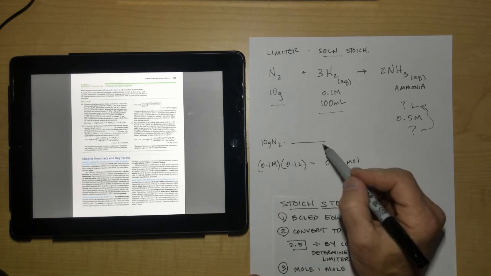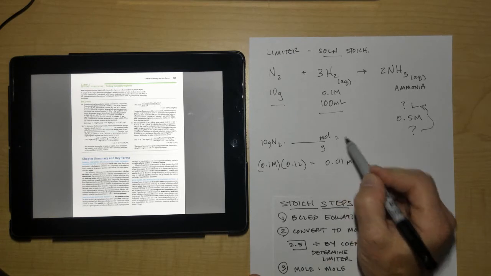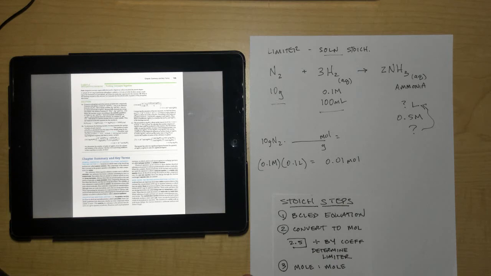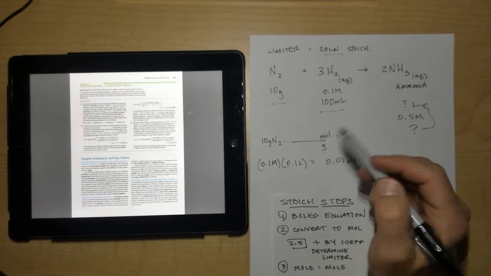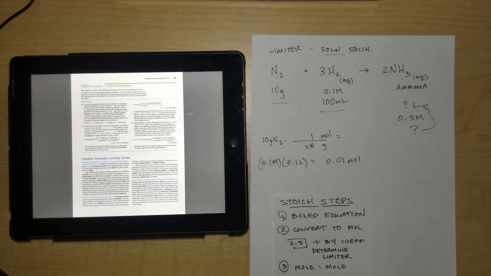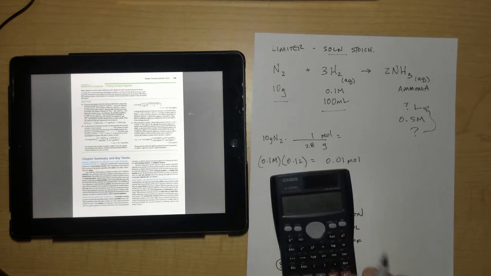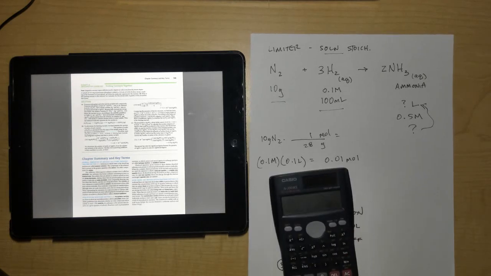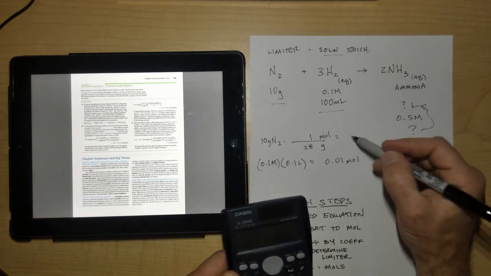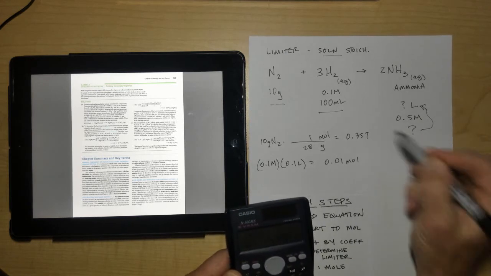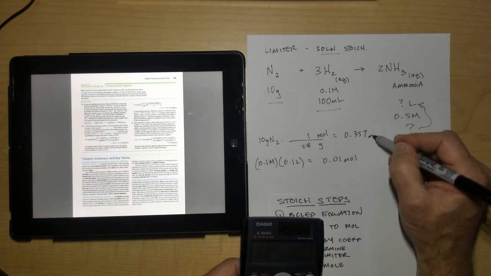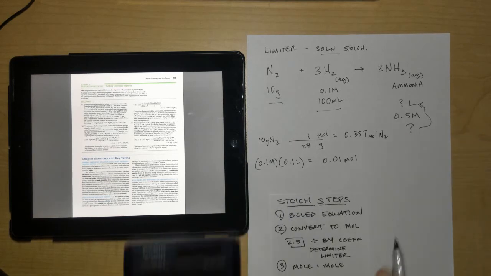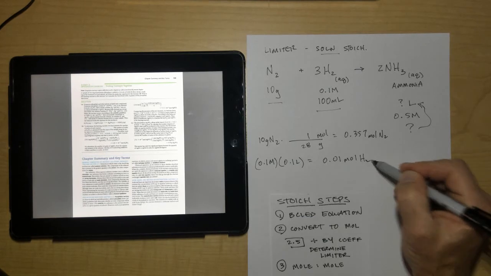Nitrogen, you have to look this up on the periodic table and go from grams to moles. So look on your periodic table right here for nitrogen, and nitrogen is 14, and there's 2 of them, so that's 28 grams in a mole. So 10 divided by 28, I get 0.357 right here. Okay, that's my number of moles of nitrogen. All right, and this is my moles of hydrogen right here.